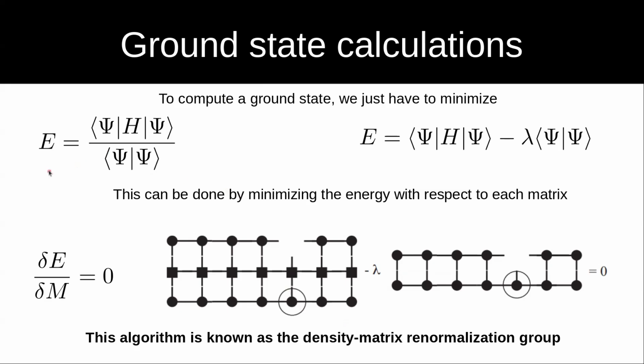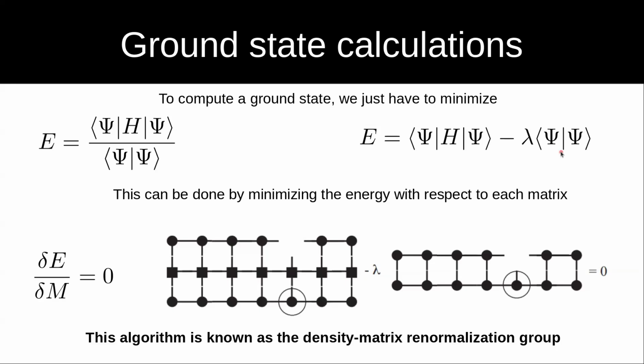So the idea is the following. So you define this functional. So this is the expectation value of the, let's say, variational wave function, Hamiltonian, variational wave function, normalized to the norm of the variational wave function. For convenience, you can rewrite this using a Lagrange multiplier. So your objective is in practice to minimize this function over here, which is the expectation value of the Hamiltonian minus the norm of the wave function.